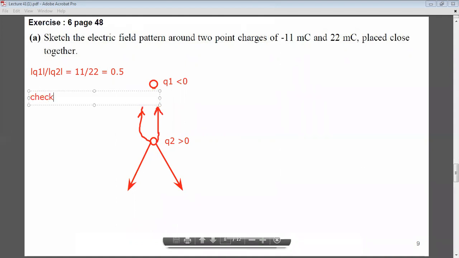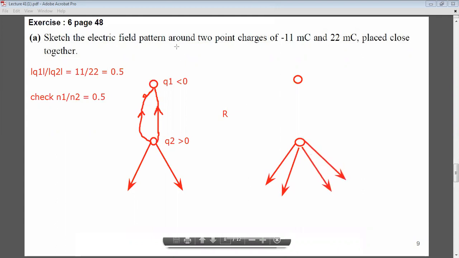So check: N1 over N2 is equal to half. This is correct. Is this the only solution? No, this is not the only solution. There can be many other ways. Let's take another two charges, the same Q1 and Q2. Instead of leaving 4 and entering 2, we can make leaving 8 and entering 4. So here we make 1, 2, 3, 4.